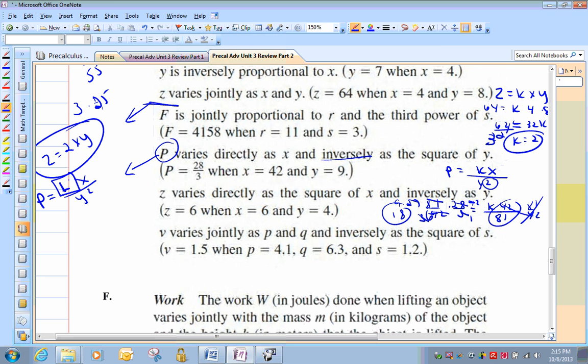So we would have 18 right here. So 18x over y squared is our answer. P equals 18x over y squared is our model.